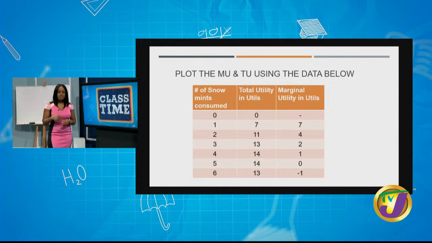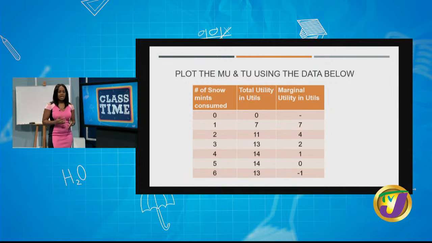As you consume more snow mints, you get less satisfaction from each successive unit. However, we notice that the total utility increases up to a point. The total utility will decrease when the marginal utility becomes negative. How does this work? How do you get negative satisfaction?